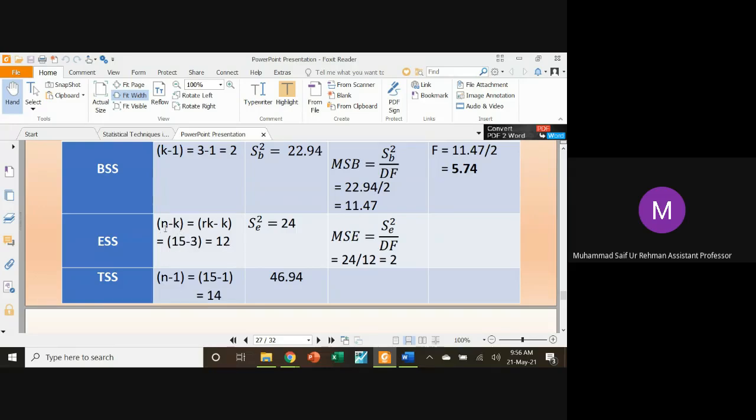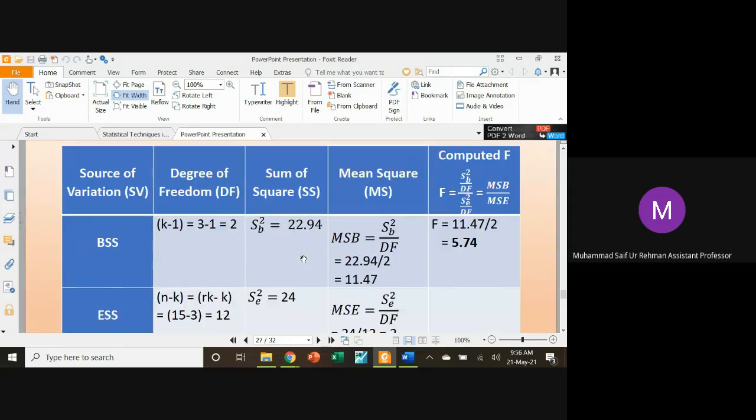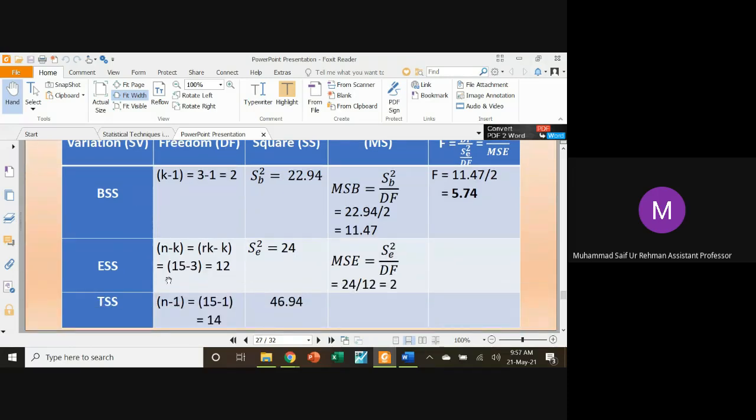And remember, n is equal to rk. As rk means, r means rows, and k means the treatments, so you can multiply 5 multiplied by 3. So in this case, treatments are 3 and rows are 5. So 5 multiplied by 3, the answer is 15. So this is that value, no problem. N is equal to 15 or rk. N is equal to rk, no problem.